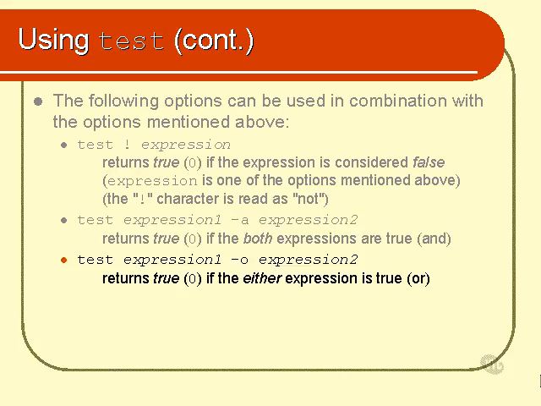Similarly, there is a -o option. The -o is short for OR, and you can read that as saying test will return true if expression 1 is true or expression 2 is true. In other words, if either one is true.